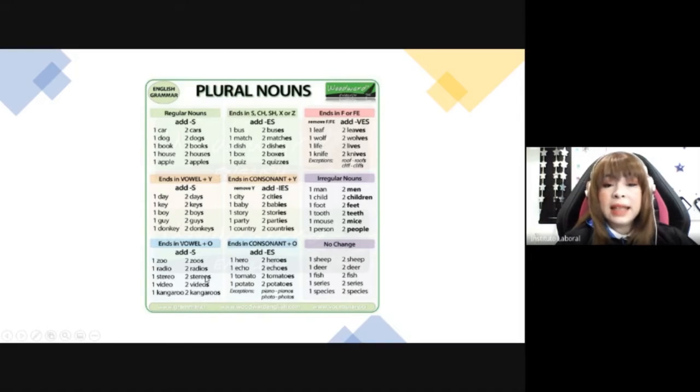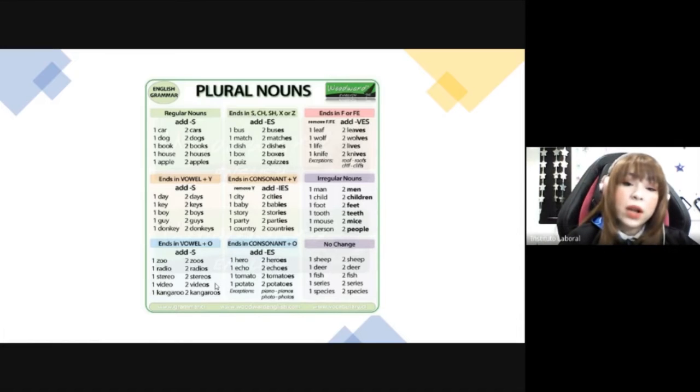Just add the S. When you have a vowel and you have the letter O, you just need to add the S. Like in piano, pianos, two pianos. Okay, but when you have a consonant and then you have an O, you need to add the extra syllable.